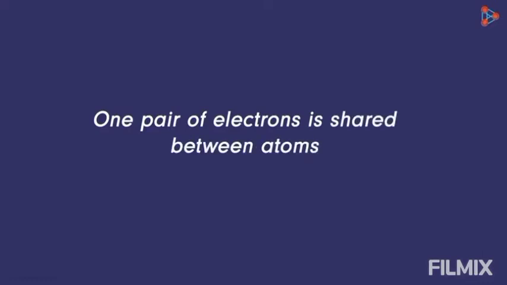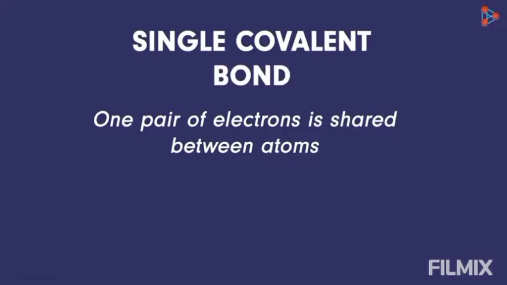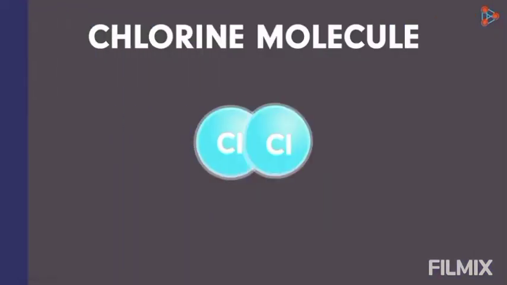So it has been said that if one pair of electrons is shared between atoms, these types of bonds are known as a single covalent bond, and it is represented by drawing one line between two atoms. So if one pair of electrons is shared, it is known as a single covalent bond.